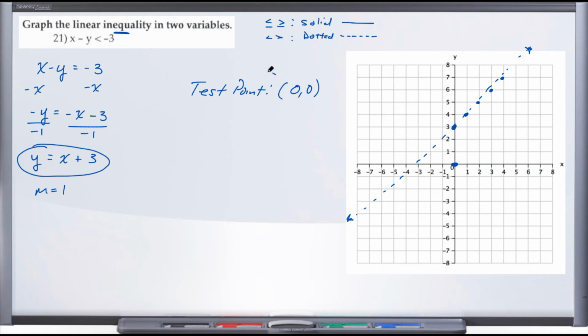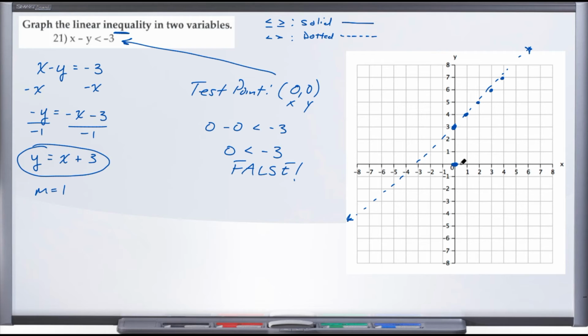And we're going to take 0, 0 and plug it into our original inequality and see whether or not we get a true statement. So again, this is our x and this is our y, right? So let's plug that in. So we have x minus y, so 0 minus 0 is less than -3. Well, 0 minus 0 is just 0, less than -3. And is this a true statement? Is 0 less than -3? Well, no, this is a false statement, isn't it? 0 is not less than -3.